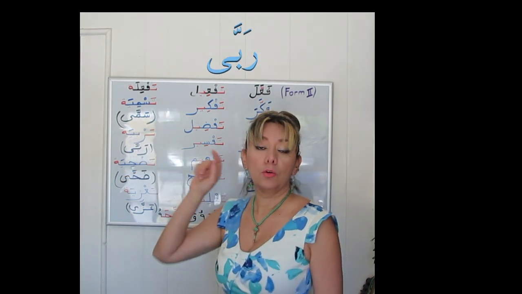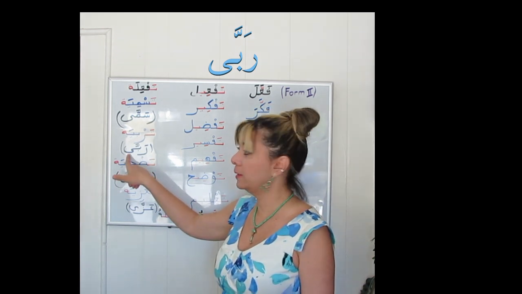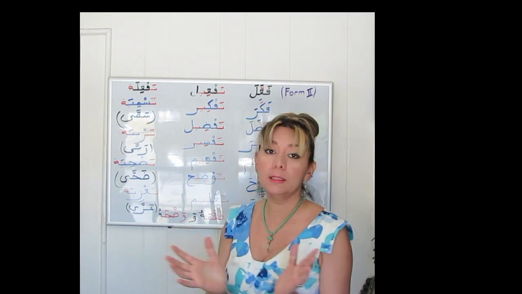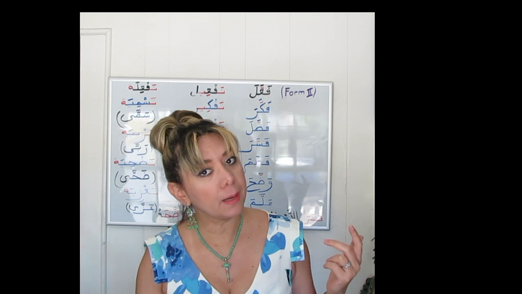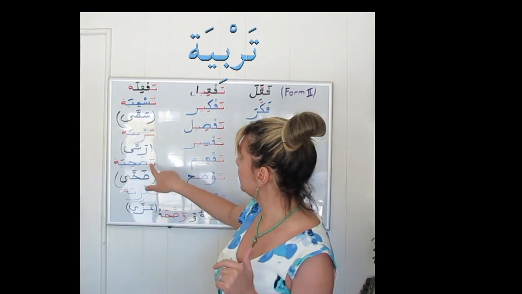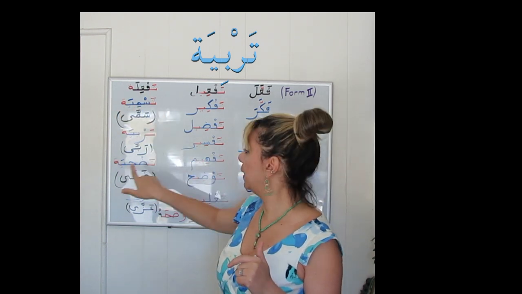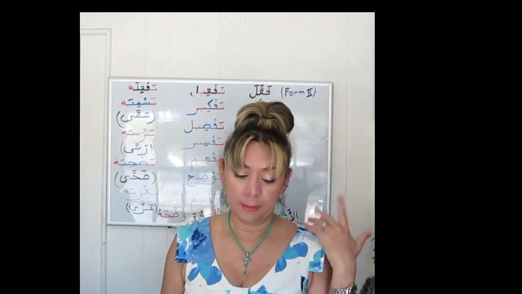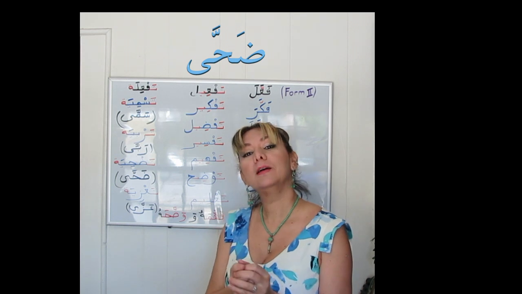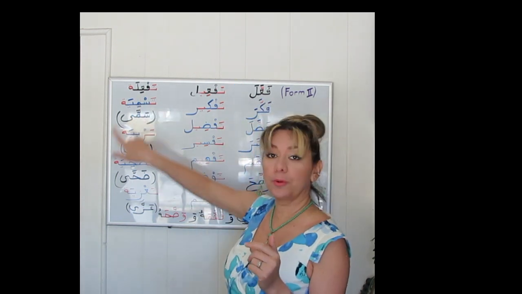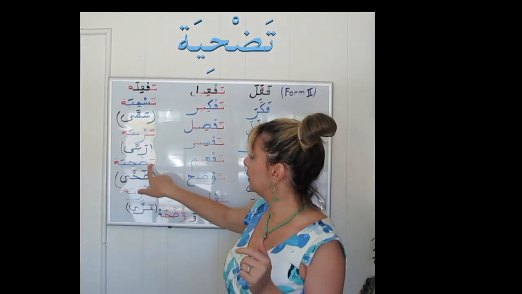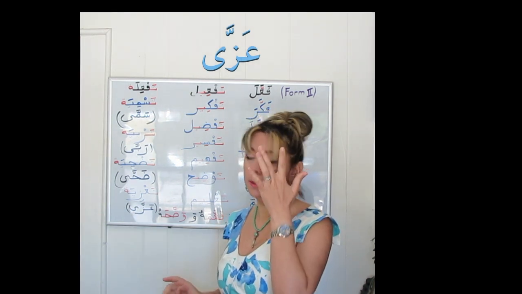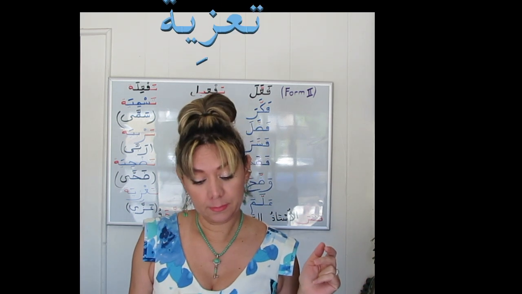Here is another example. The verb rabba, form two, final weak, because it's ending with an alif. This is a shortened alif or broken alif, another form of the extended alif. Rabba is to foster, to bring up, to raise, and its verbal noun is tarbiya, taf'ila, tarbiya, meaning nurturing, fostering, upbringing. ضحى is to sacrifice. And the verbal noun is تضحية, تفعيلة. And same applies to عزى, to condole. تعزية, condolence.